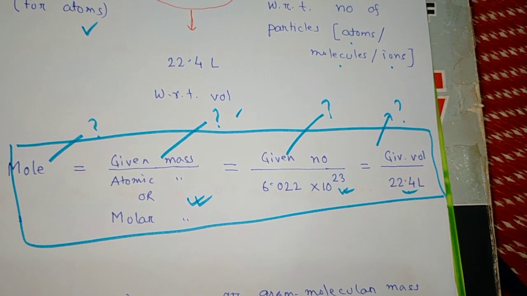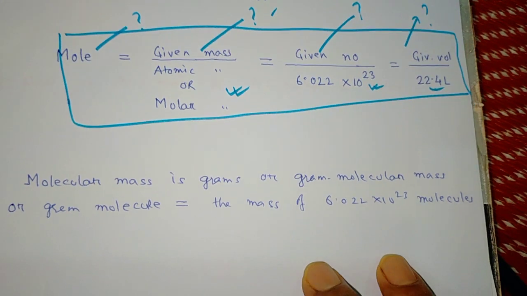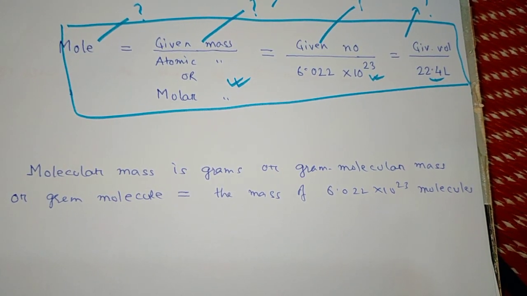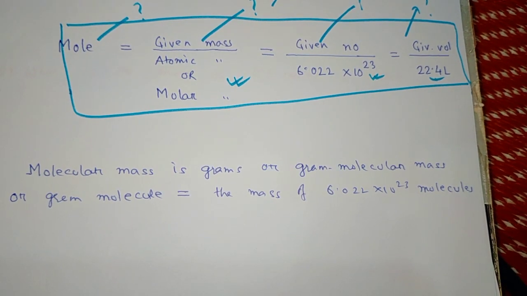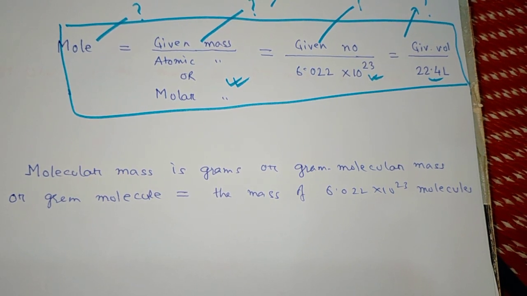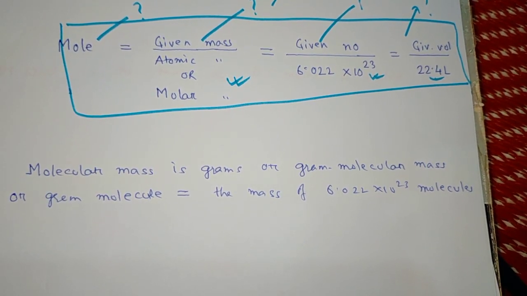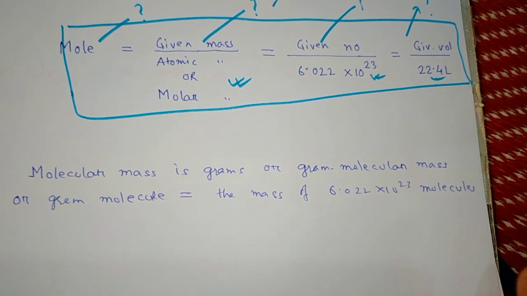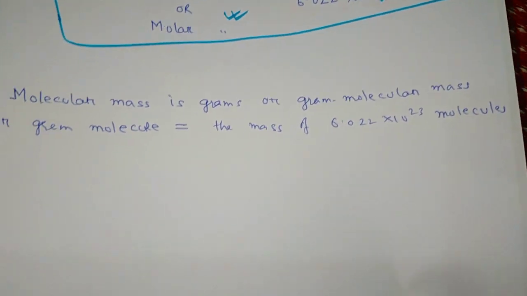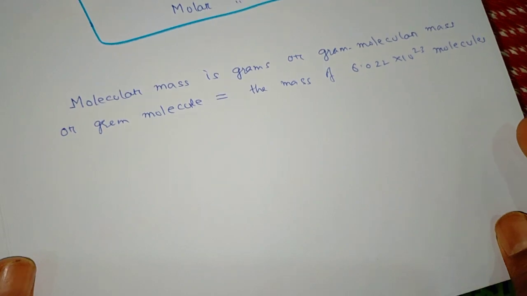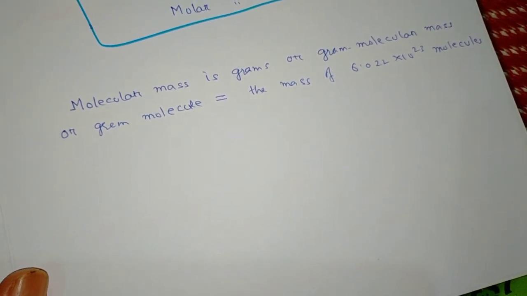Now student, before moving to the next topic, let us know that the molecular mass in gram, or gram molecular mass, or gram molecules, means if you convert molecular mass into gram, that one is also called gram molecular mass or gram molecule. This is again equal to the mass of 6.0 × 10^23 molecules. Now if you have learned all these things, the main thing that I want to discuss with you, the student, is what we are going to discuss now.